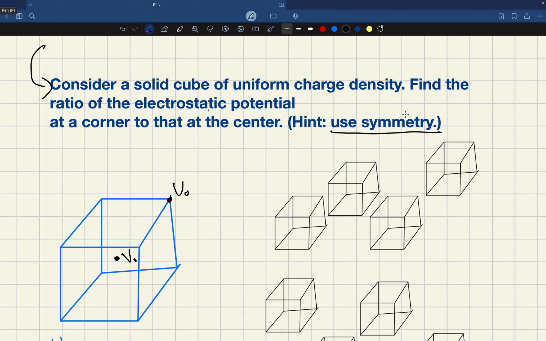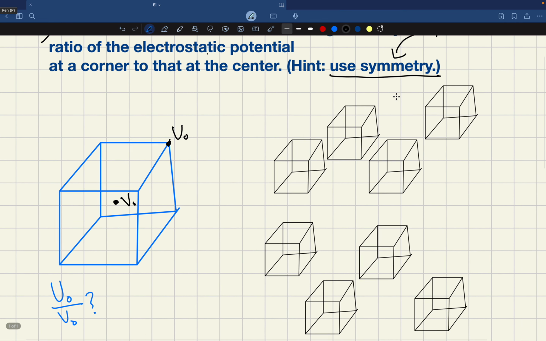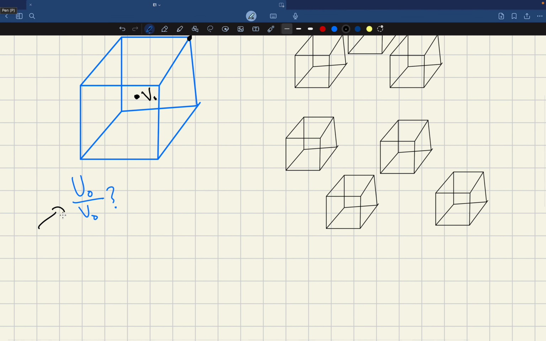This is a very interesting problem because it's a pretty elementary problem, yet it uses symmetry very well. So if you're starting out with electromagnetism, this is a good start to how we use symmetry in problems in electromagnetism. Now, with this problem, you have this solid cube. It has charge density rho, and there's some potential at the corner of this cube. I just randomly labeled it capital U naught, and there's some potential at the very center. Casually named it capital V naught.